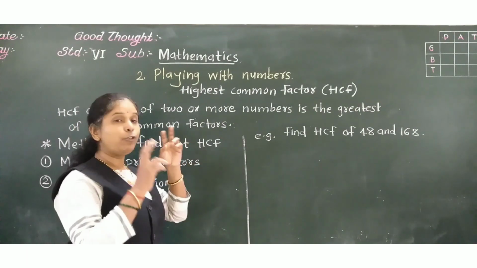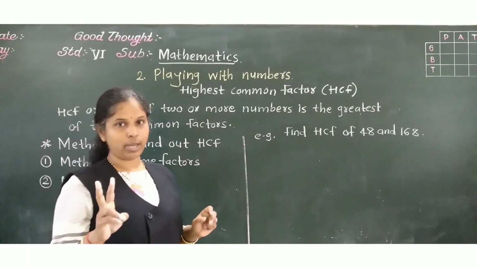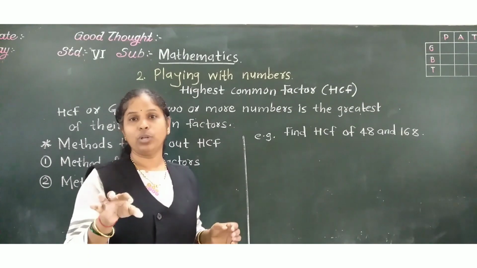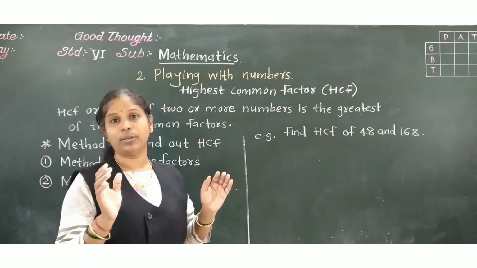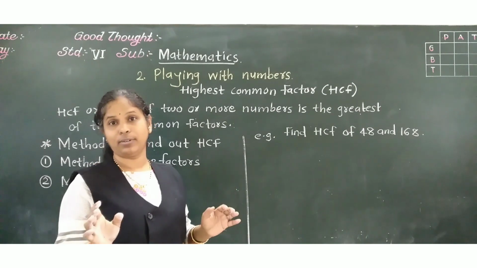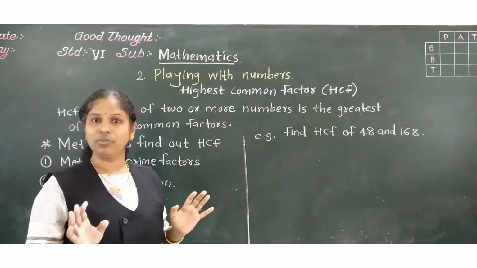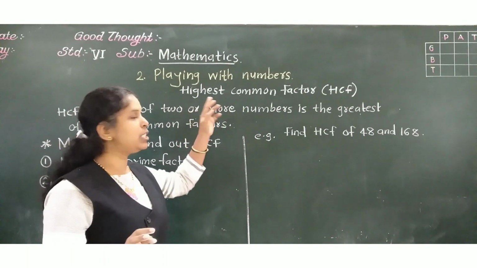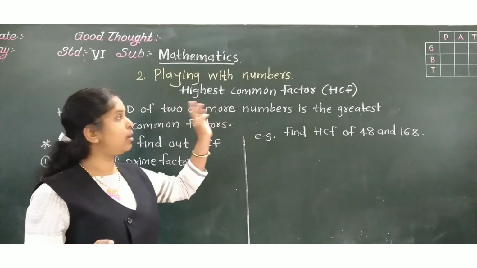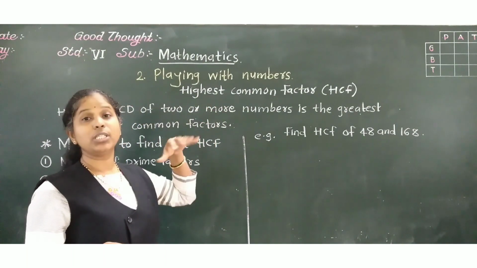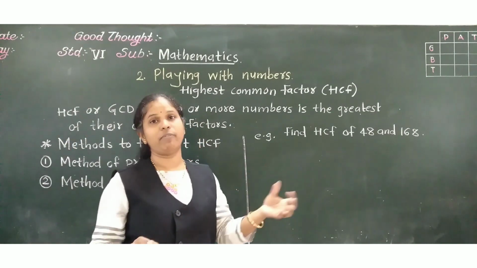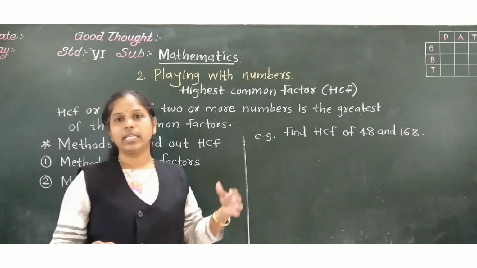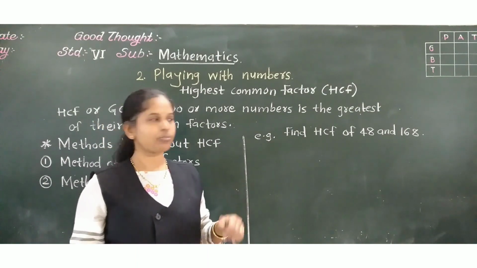It means that if two numbers are given, then the greatest common factor of those two numbers is called the GCD or HCF. The highest common factor, or the greatest common divisor, is called HCF or GCD.